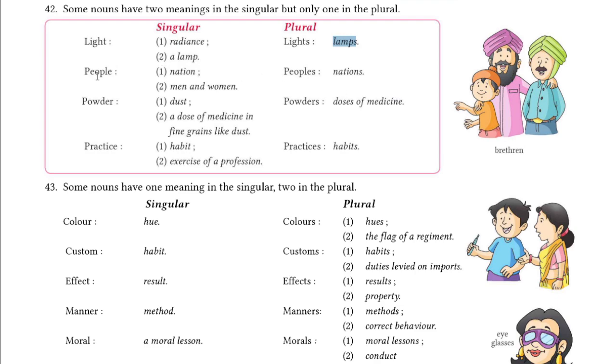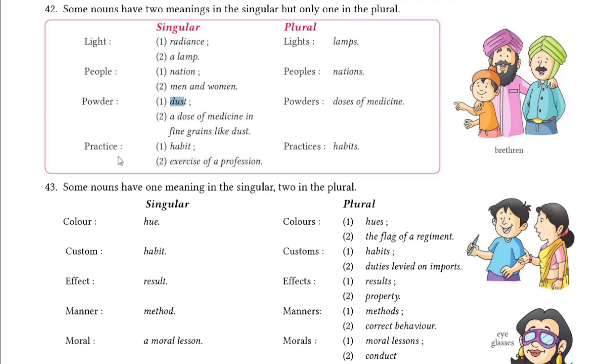People, singular form, has one meaning: nation. No, it has two meanings: nation, men and women. In the plural form, it has only one meaning: nations. Powder, noun in singular, has two meanings in the singular. Dust, a dose of medicine in fine grains like dust. In the plural form, it has only one meaning, that is doses of medicine.